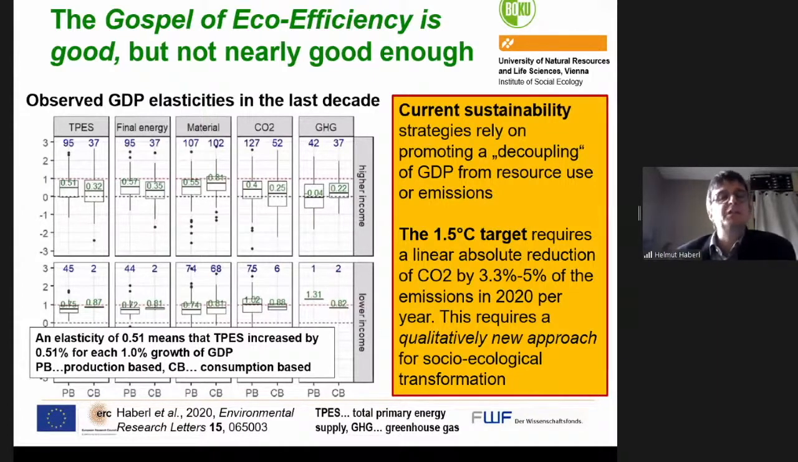What we need actually is very fast absolute decoupling. So we need about 5% reduction in absolute terms of CO2 emissions per year of the current value to get to the 1.5 degree target, and it's not much less for the 2 degree target. So we need a completely different pattern in the future.